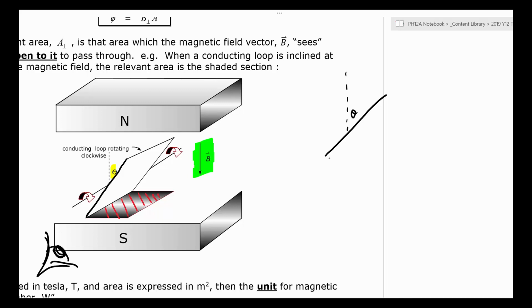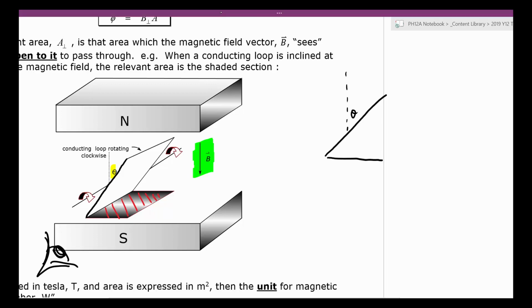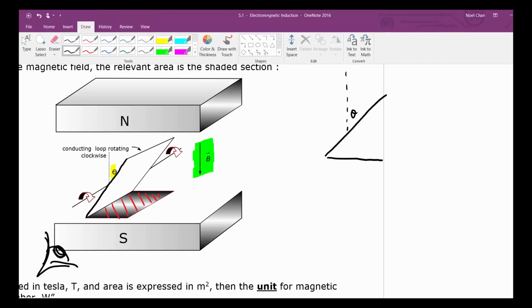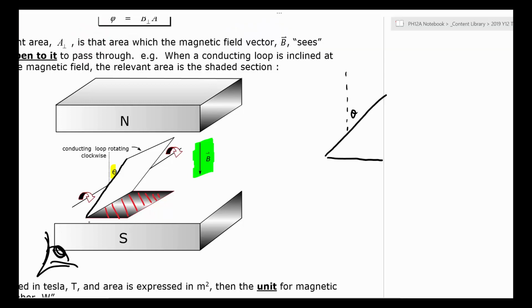But if we have a look now, the effective area that is actually seen, that little shaded area, which I think I should label with a name so we don't get confused, let's call this L dash, is down here. And the side of the loop that is rotating, let's call that L. This is L. Then the question becomes, is there a relationship between L and L dash and theta?